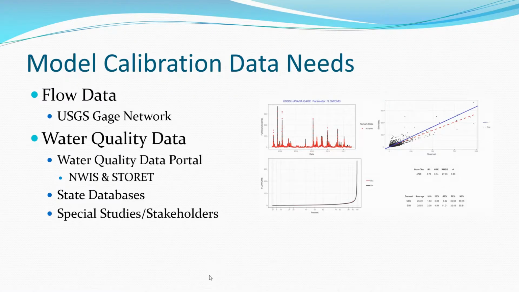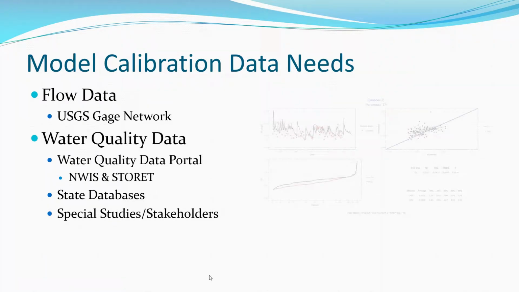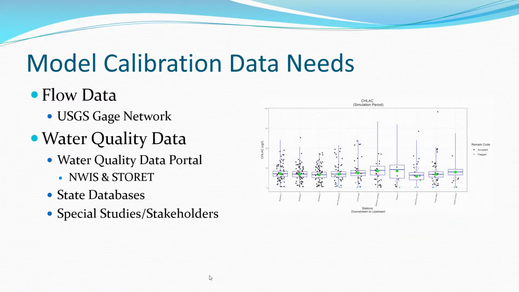For water quality data, you're going to go to the water quality data portal where you can access the NWIS data as well as the STORET data. Get any and all information you can get from the state databases or local governments, or if there's any special studies or any data collection activities that occurred through the stakeholders or third-party data collection.